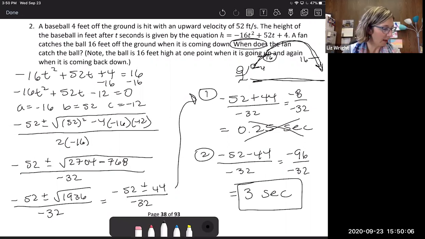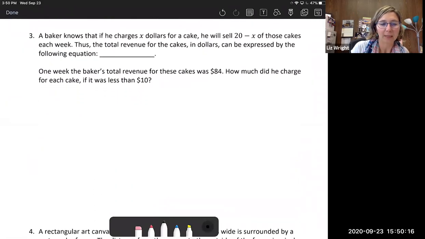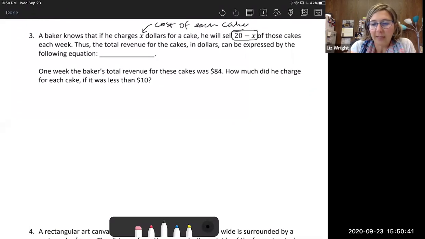All right, I think we've got a couple more word problems. We do. Let's look at these two. So it says, a baker knows that if he charges x dollars for a cake, he will sell 20 minus x of those cakes each week. So I want to point something out. This is going to be the cost of each cake, is what this is telling us. This is the number of cakes that we're going to be selling.